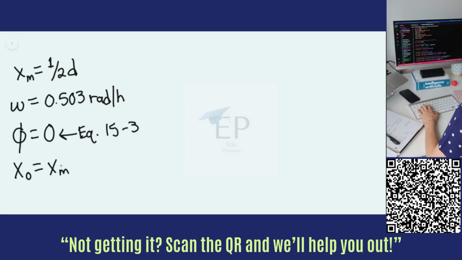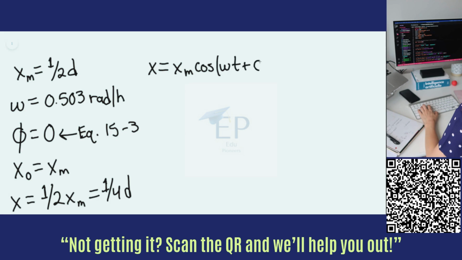So we can solve for t when x is 1/4 of the total distance from the highest to the lowest level, or essentially half the distance from the highest level to the middle level. We can solve for t when the ocean surface is at x equaling 1/2 times the maximum displacement, or 1/4 of the distance described in the problem. We know that the general equation is x equals the maximum displacement times cosine of omega t plus phi.